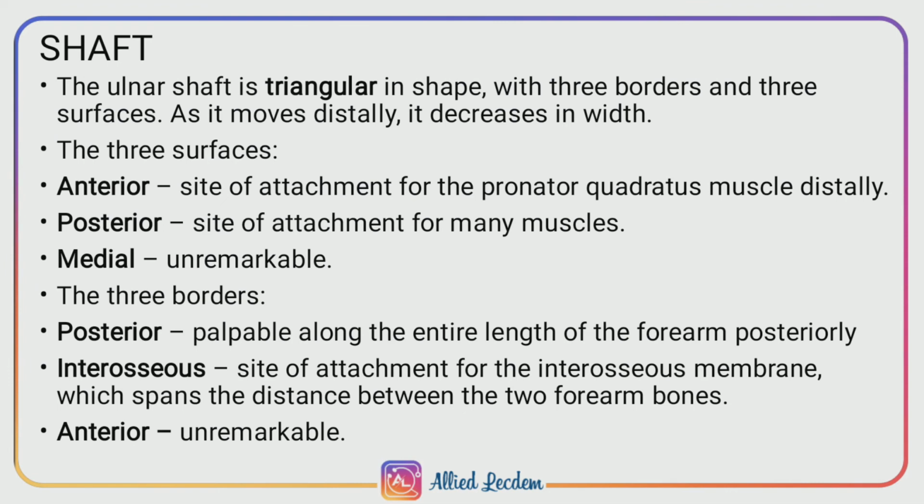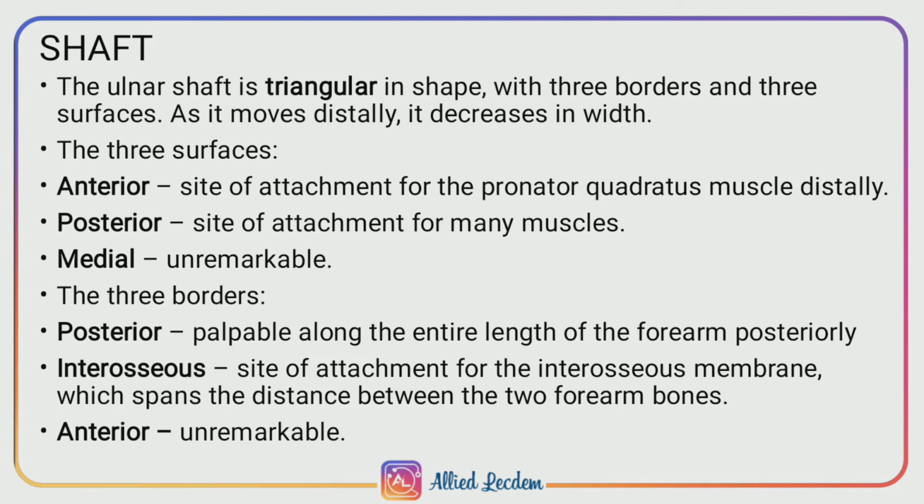Next, the second part of the ulnar bone is the shaft. It is triangular in shape and has 3 borders and 3 surfaces. The 3 surfaces are anterior, posterior and medial. The anterior is the site of attachment for the pronator quadratus muscle distally, whereas the posterior is the site of attachment for many muscles, whereas the medial is unremarkable.